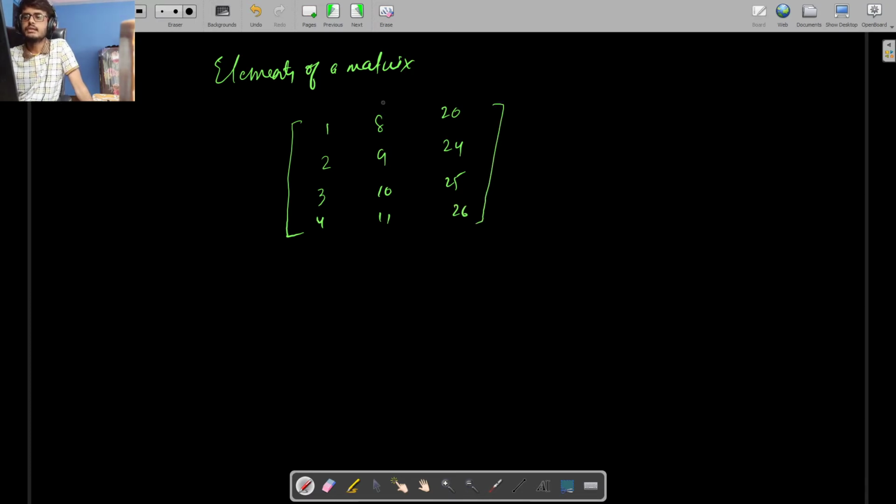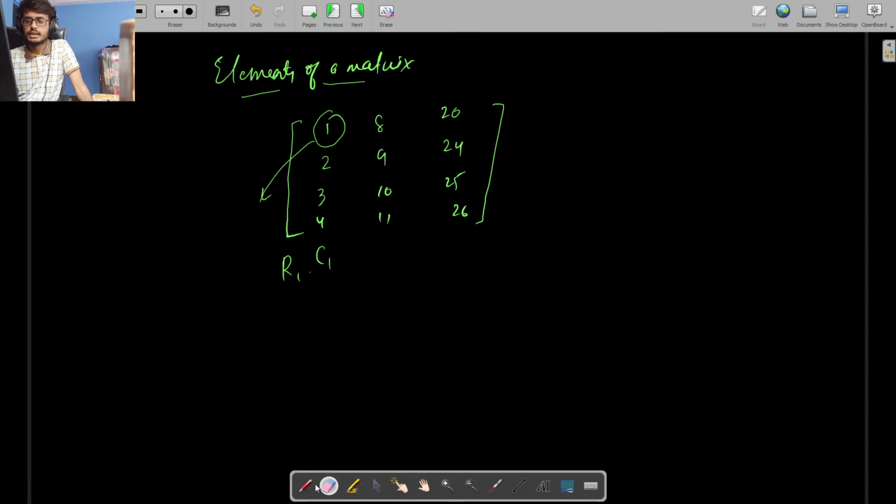Now elements of a matrix basically are the values, the numbers or the variables, whatever is placed inside a matrix. So this is an element of a matrix. This belongs to row 1, column 1. So this is basically a1 comma 1 element of a matrix.